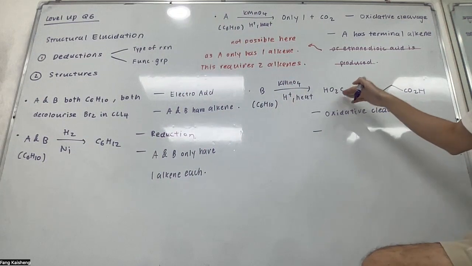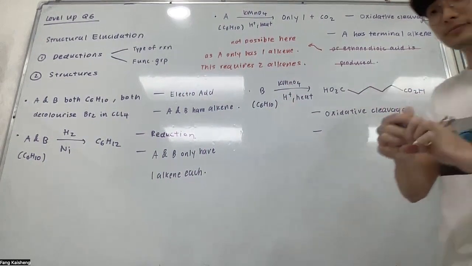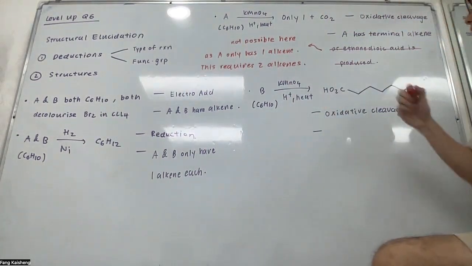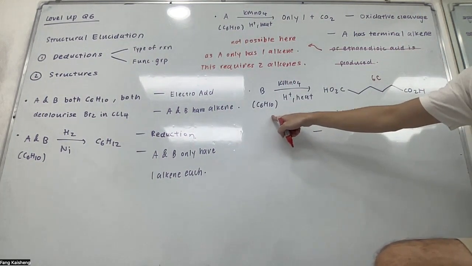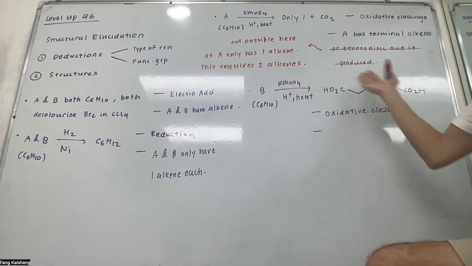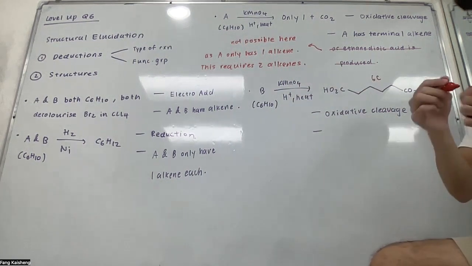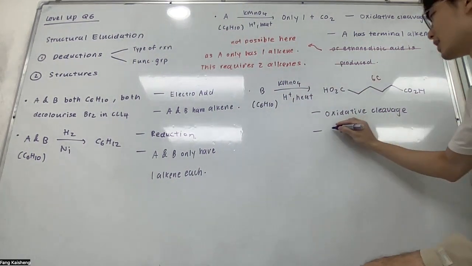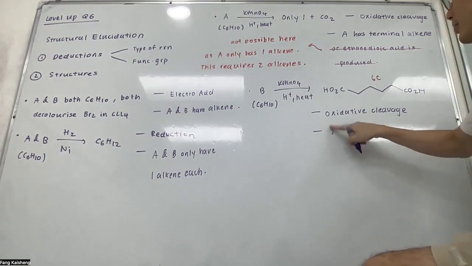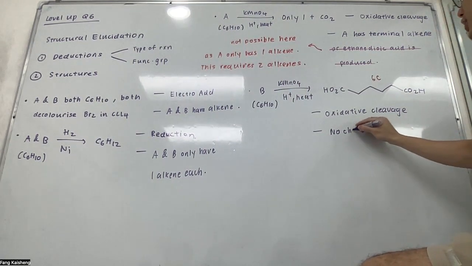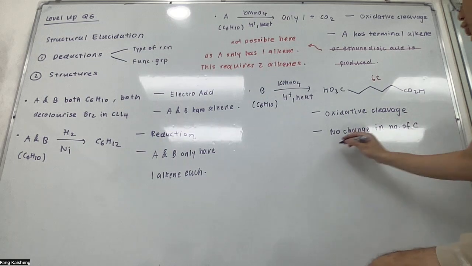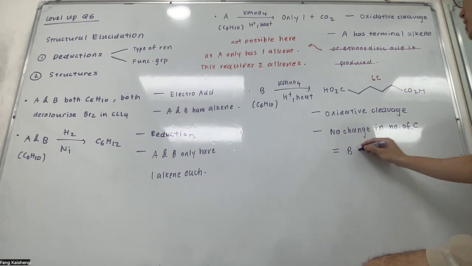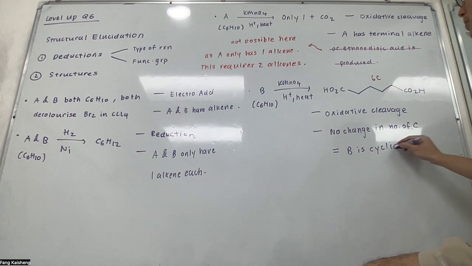Another way you can do this is to ask how many carbons are there in the product? 6 carbons. You initially had 6 carbons. How come you cut already never reduce carbons? It's because it's cyclic. You can write something like no change in number of carbons, which means B is cyclic. Again, it doesn't need to be in perfect English.